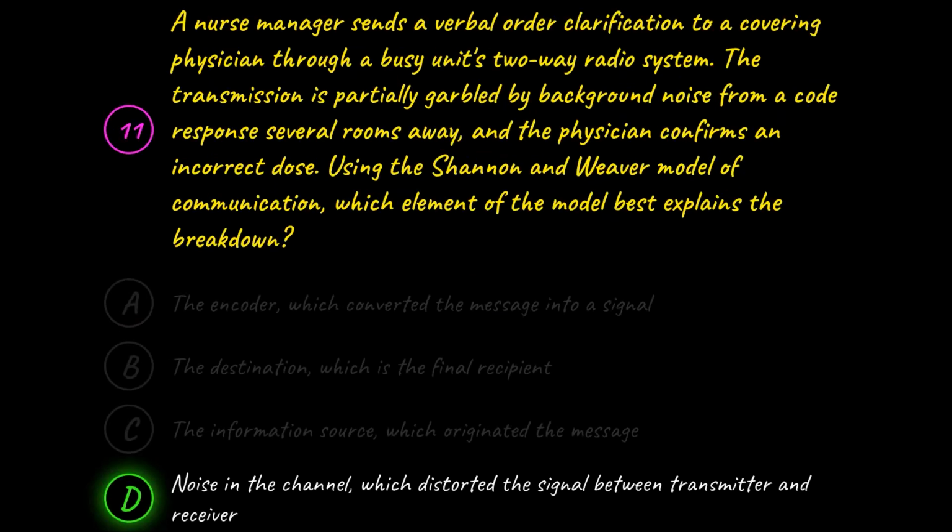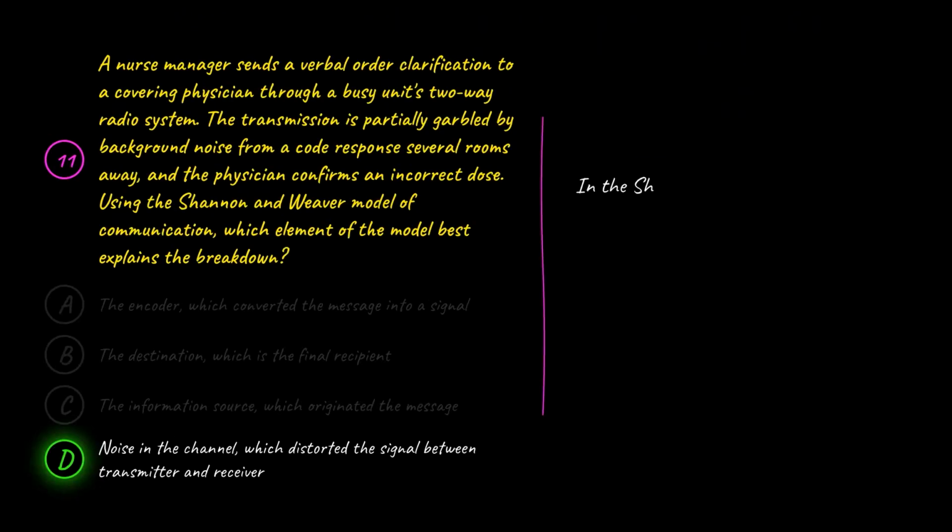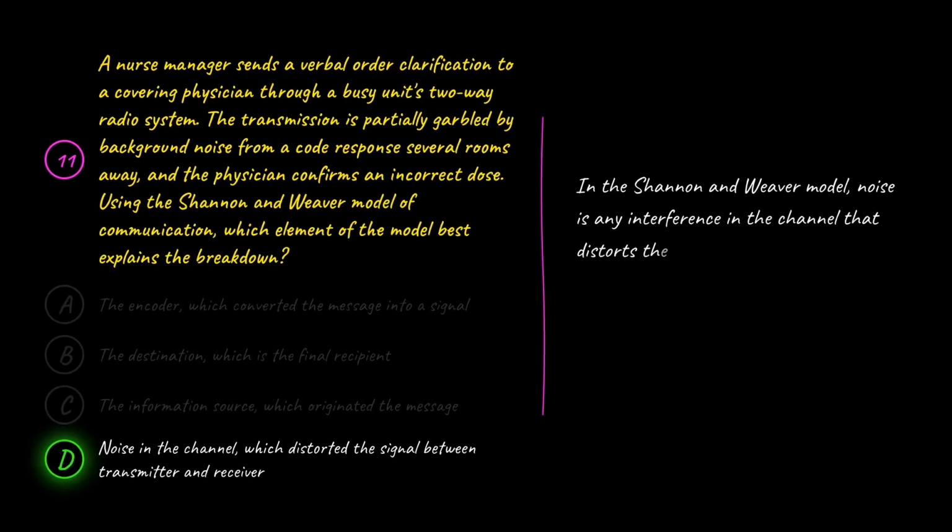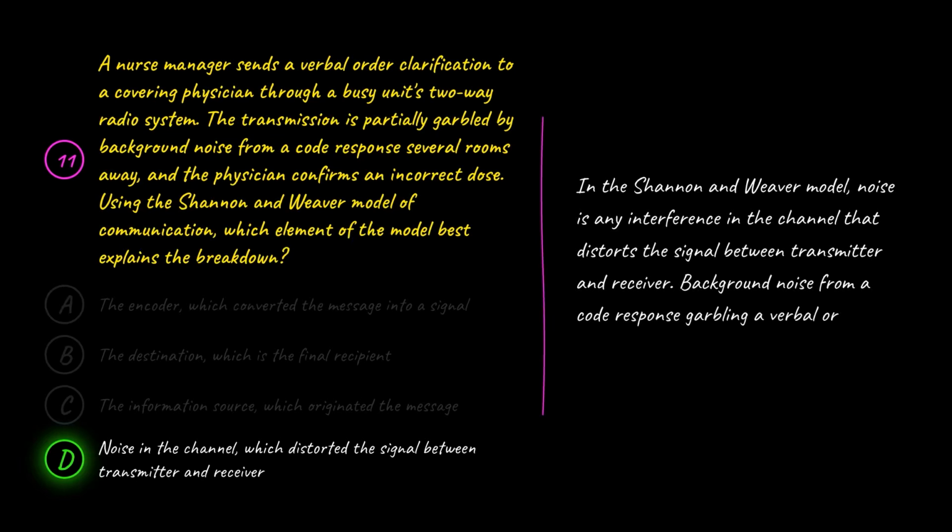The correct answer is D. Noise in the channel which distorted the signal between transmitter and receiver. D is correct because in the Shannon and Weaver model, noise is any interference in the channel that distorts the signal between transmitter and receiver. Background noise from a code response garbling a verbal order is the textbook example of channel noise corrupting the message before it reaches the destination.